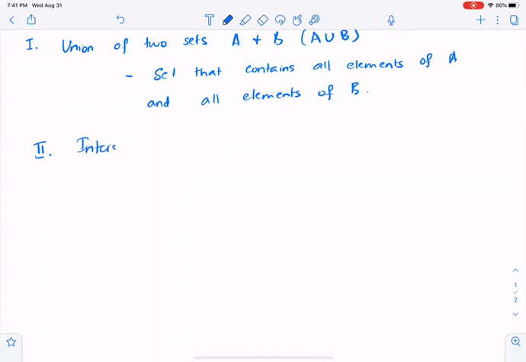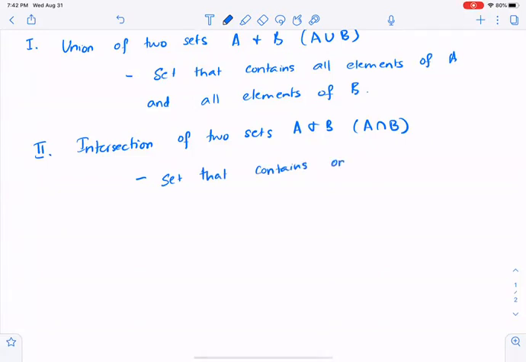The intersection of two sets, A and B, we write it as A upside down U followed by B. This is the set that contains only elements that are common to both A and B.